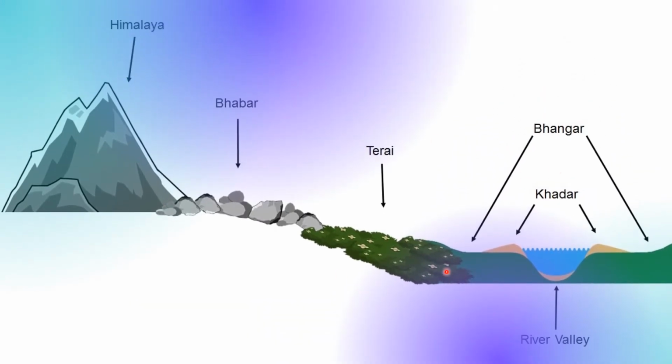In this diagram, you can see the cross section of the river valley where the Khaddar is very close to the banks of the rivers, while the Bhangar lies slightly further away from the banks, which indicates that as the river brings silt, it is deposited on either side of the river, while the old ones are shifted further away from the banks of the rivers.